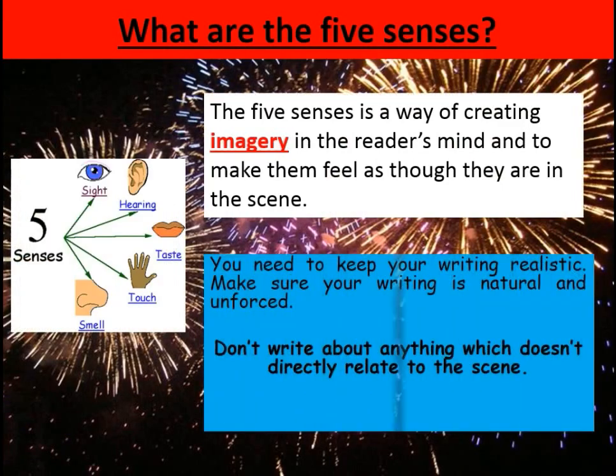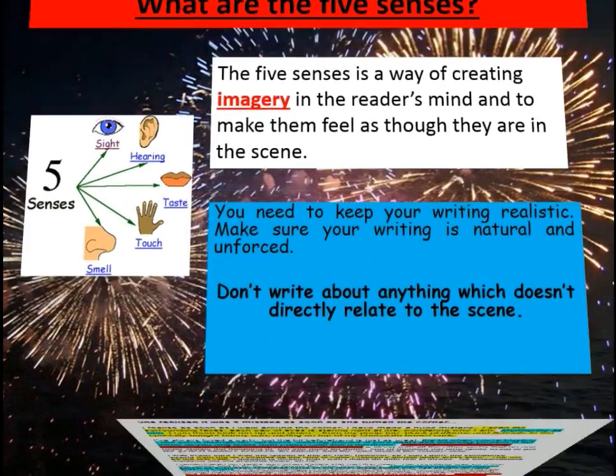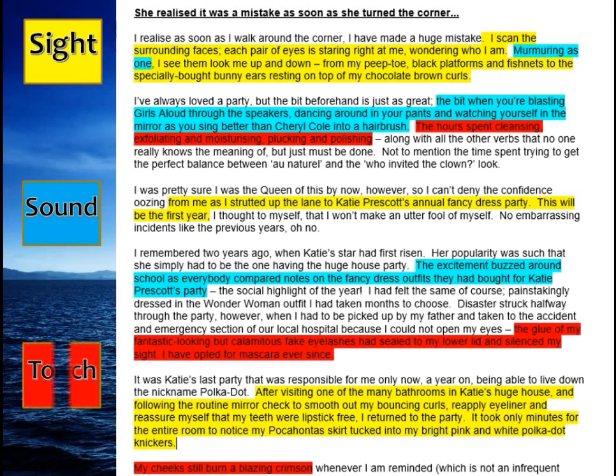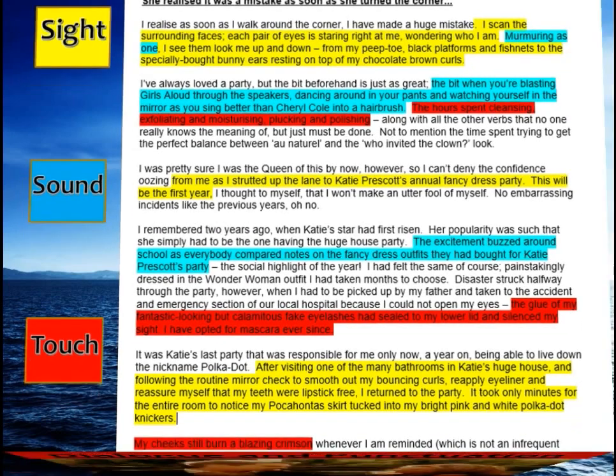So again, the five senses are a way of creating imagery in the reader's mind and making them feel as though they are in the scene. But you need to keep it realistic, so you only use sensory language that would occur in your story. In the A-star version, in the yellow we've got sight, in the blue we've got sound, in the red we've got touch. All the way through this story, we can imagine being in there. We can see what the characters see, hear what the characters hear, and touch what the characters touch.